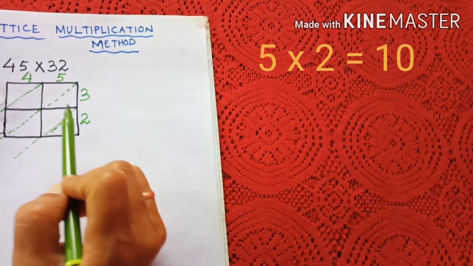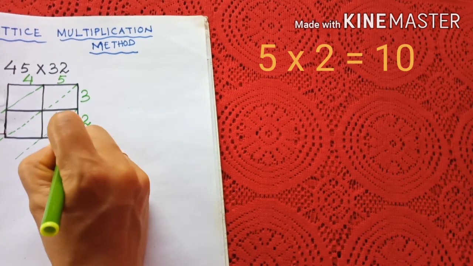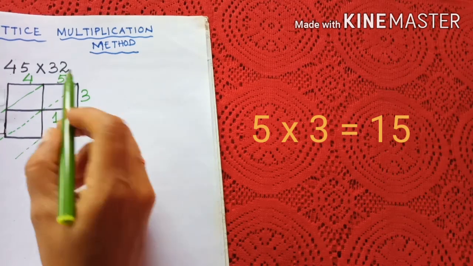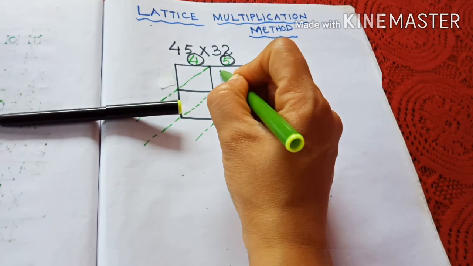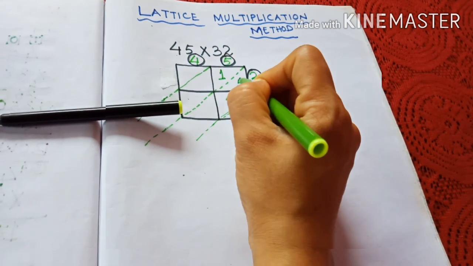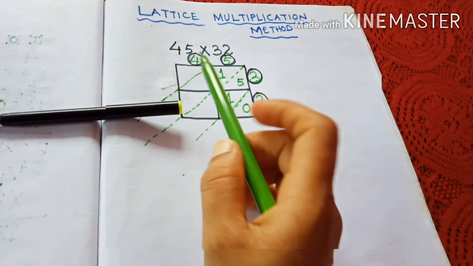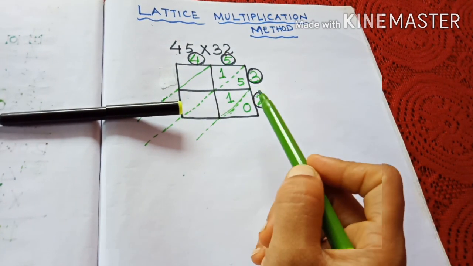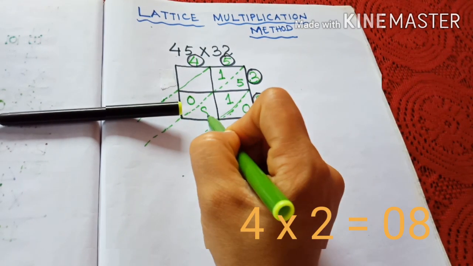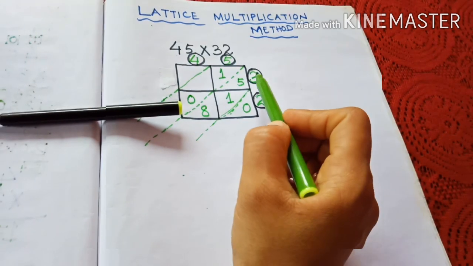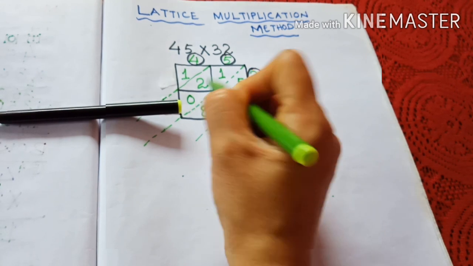Now let us start the multiplication. So 5 multiplied by 2 is 10. We will write 1 and 0. Now 5 multiplied by 3 is 15. So here we will write 1 and 5. Now come to the tens place. Now 4 multiplied by 2 is equal to 8. We will write 0, 8. 4 multiplied by 3 is equal to 12. We will write 1 and 2, 12.